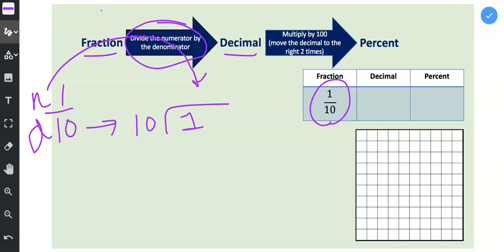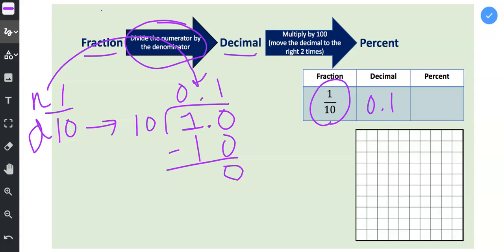10 goes into 1, 0 times. I add a decimal, I bring that decimal to the top, and I add a 0. 10 goes into 10, 1 time. 1 times 10 is 10, we subtract and get 0. So our decimal is a terminating decimal. Remember, terminating means that it ends.